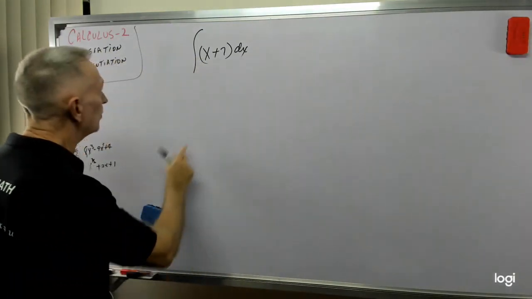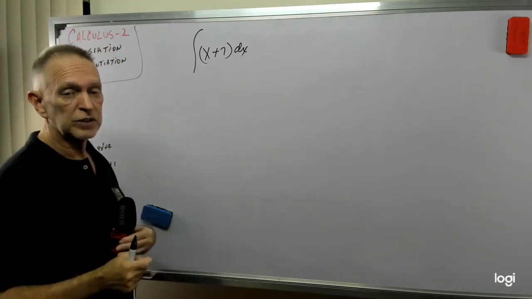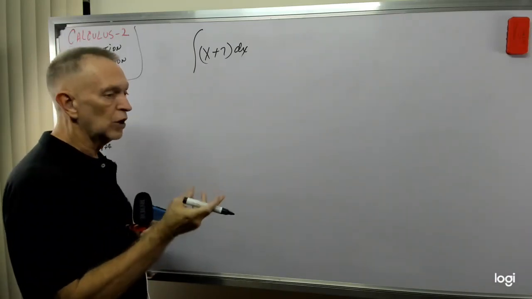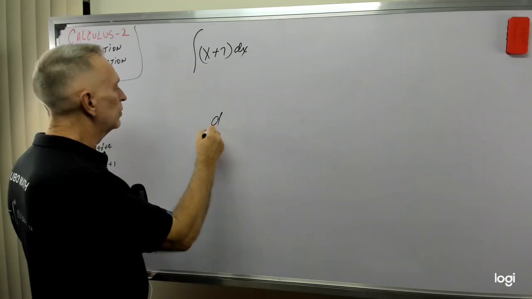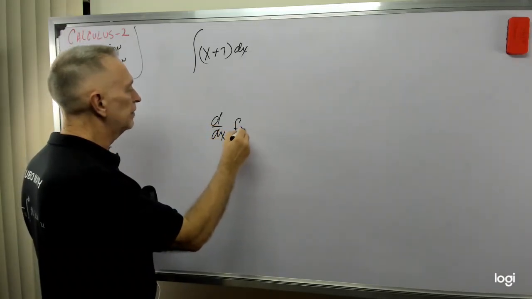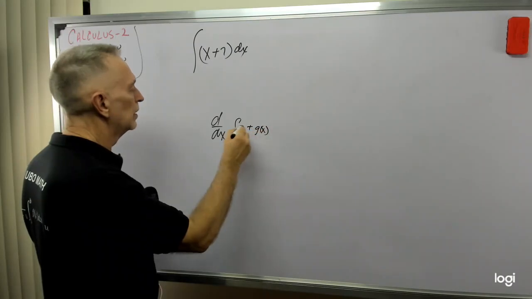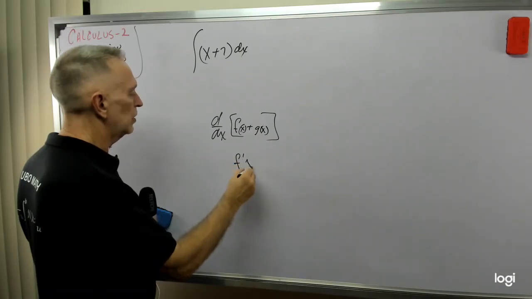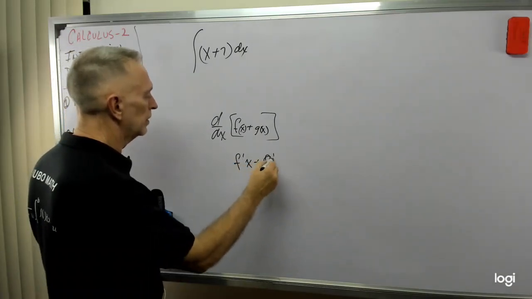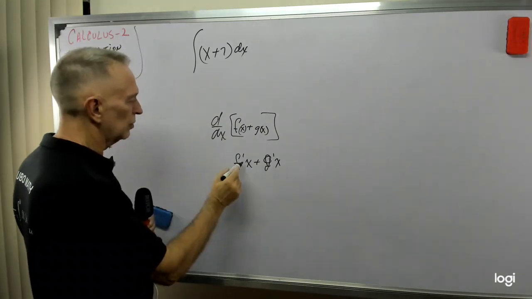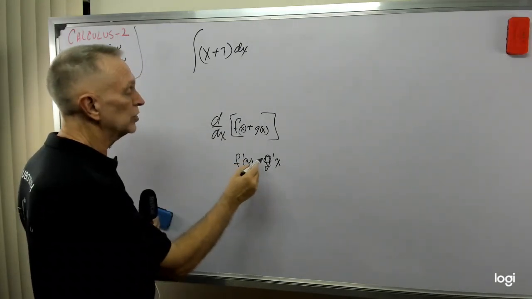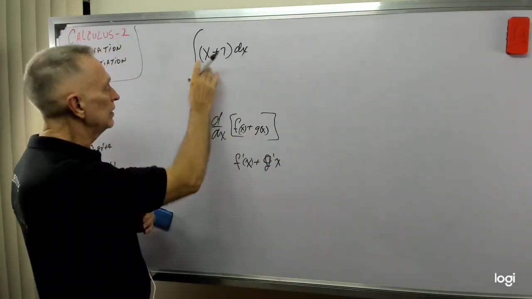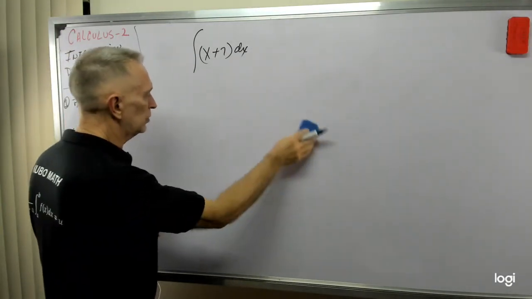Okay, we have a problem, the integral of x plus 7. Remember, in the differentiation of a sum or difference rule, we had the derivative with respect to x of f of x plus g of x. It was simply the sum of the derivatives. So f prime of x plus g prime of x was the same as the derivative of the sum. It's similar that way in integration.